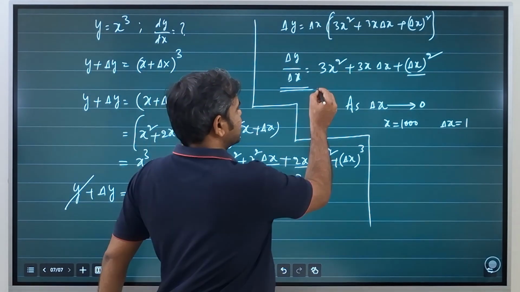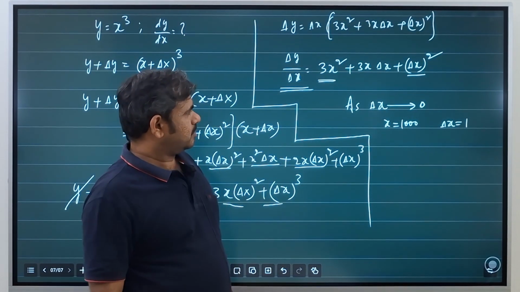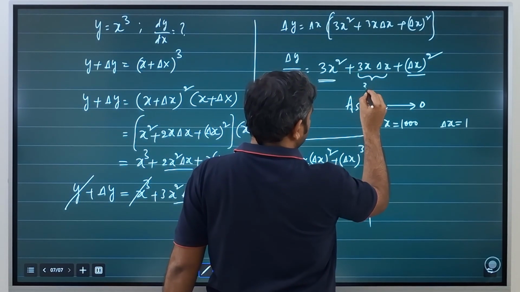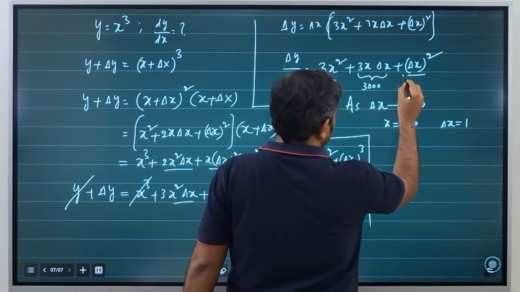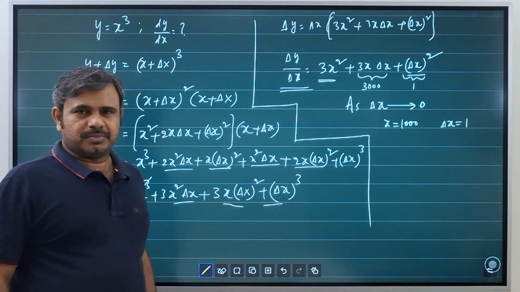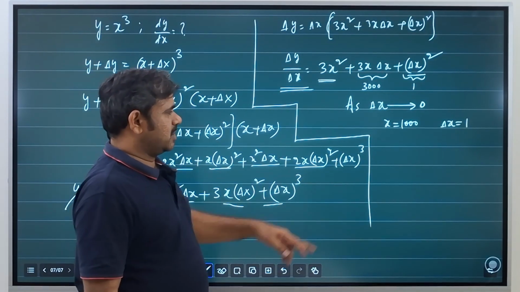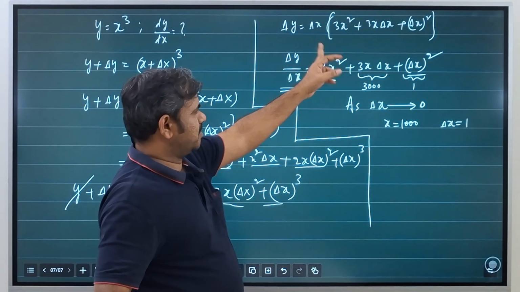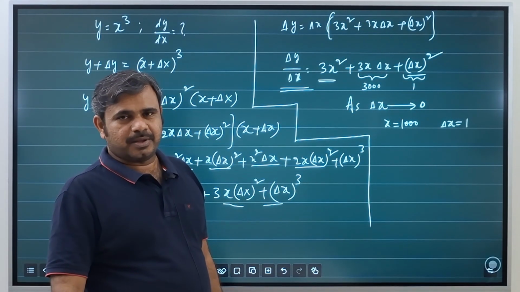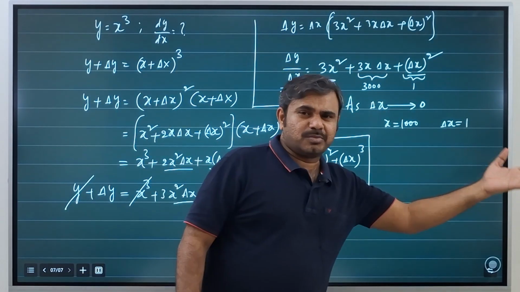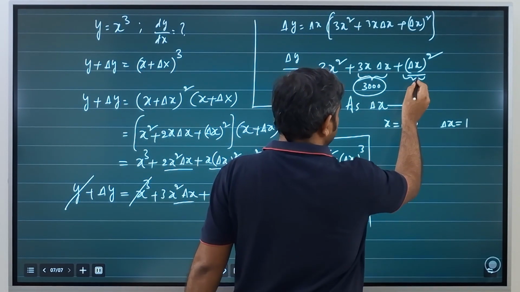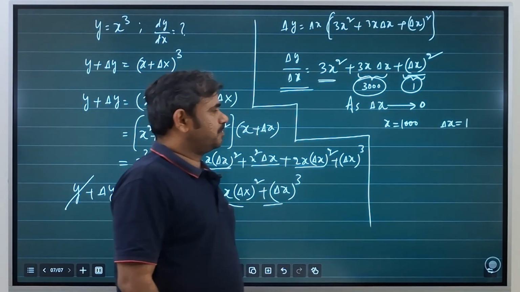So this term becomes 3 million. And look at this term. This term becomes 3000. This term becomes only 1. If x is equal to 1000, this is 3 million, this is 3000, this is 1. If you make delta x even smaller, this becomes even smaller, and this becomes even further smaller.